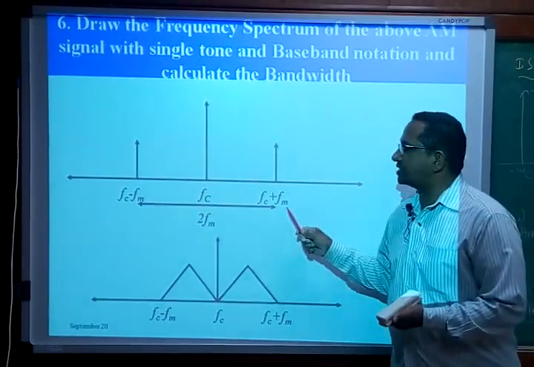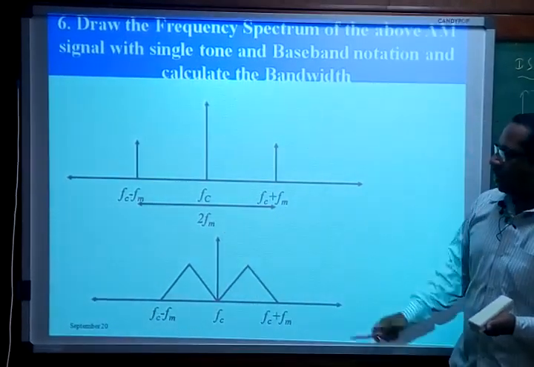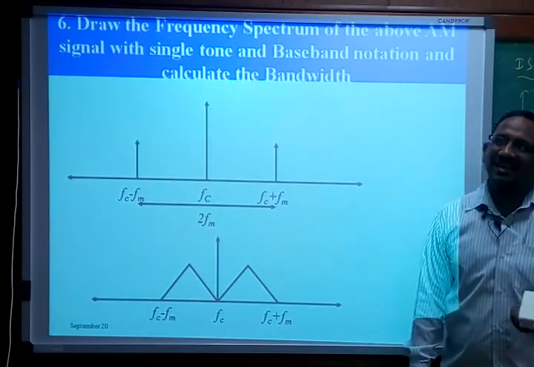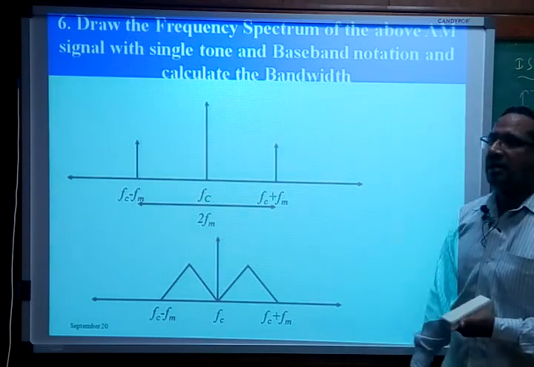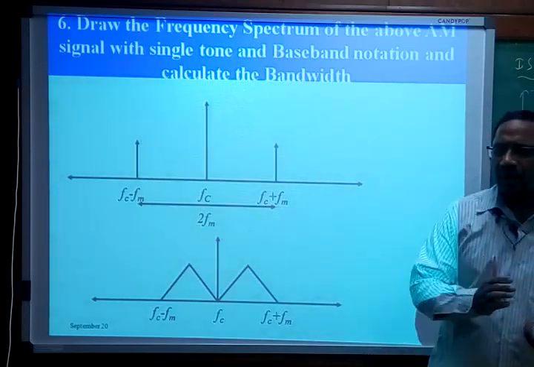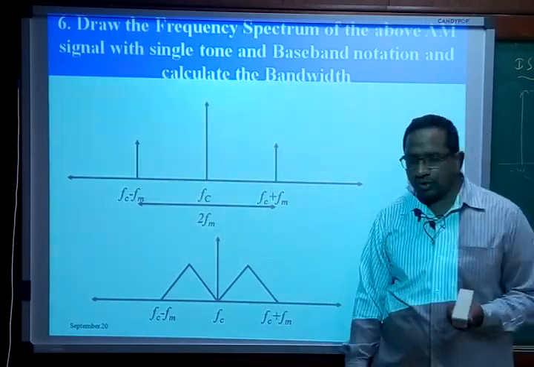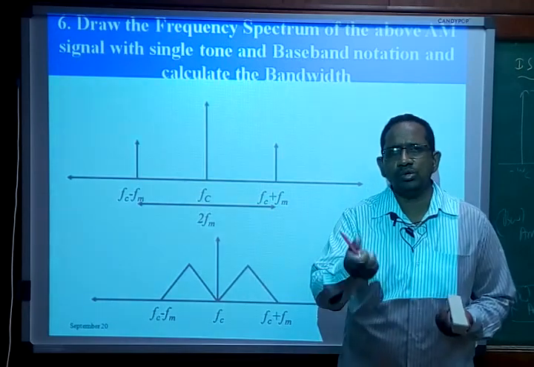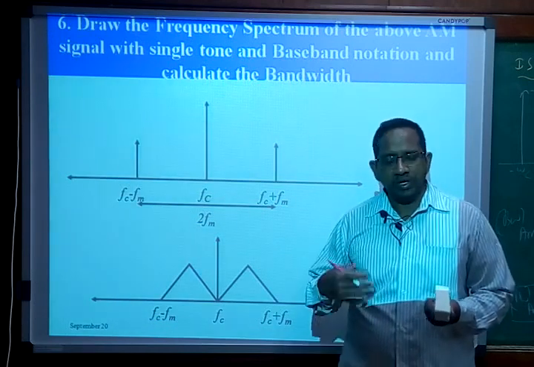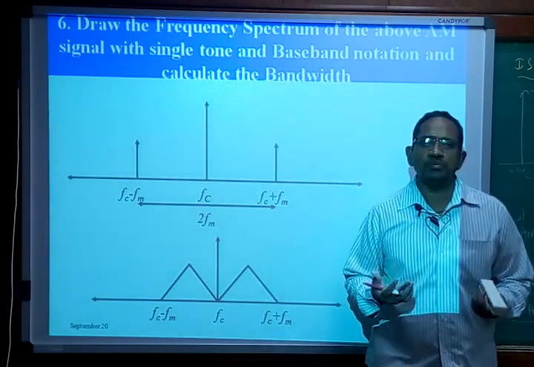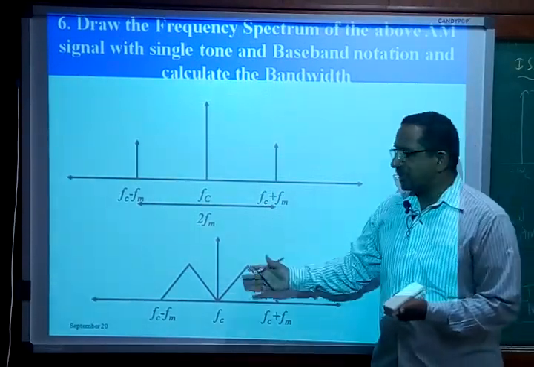Now what is the bandwidth of this total AM signal that we are going to transmit? It is simply 2 into FM. Now this is for a single tone message signal. If the message signal is a baseband signal, what does baseband signal mean? The signal varies between two frequency ranges, say voice signals. Voice signals vary between 0.3 kilohertz and 3 kilohertz. What is the bandwidth of that? 2.7 kilohertz. So whenever we transmit any voice signal ranging between 0.3 and 3 kilohertz, that signal is known as the baseband signal.